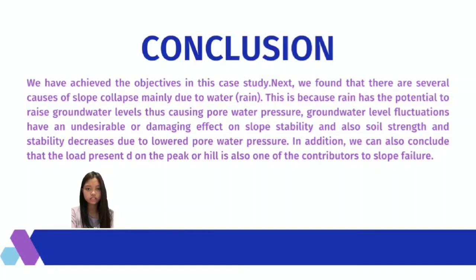Conclusion. In conclusion, we have achieved the objectives for this case study. Next, we found that there are several causes of slope collapse, namely water or rain. This is because rain has the potential to raise the groundwater level, thus causing poor water pressure. Groundwater level fluctuations have an undesirable or damaging effect on slope stability, and also soil strength and stability decrease due to lower pore water pressure. In addition, we can also conclude that the load present on the peak or hill is also one of the contributors to slope failure.